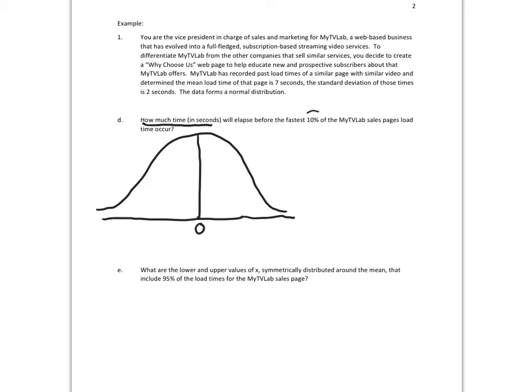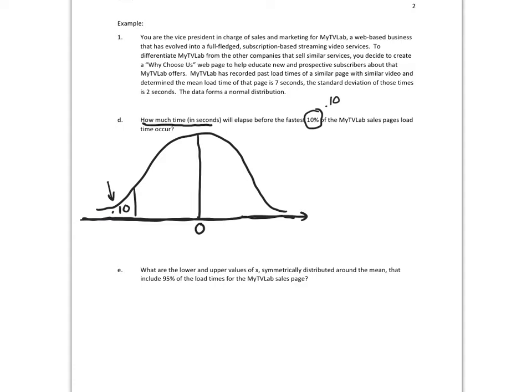Now this 10%, that's 0.10, and that's going to be somewhere underneath our curve. 0.10 would be down here in the left tail, because the numbers on this horizontal axis are getting larger, and I want the fastest video elapsed times, and so that means it will be a smaller number. That's why 0.10 is the probability in the left tail.